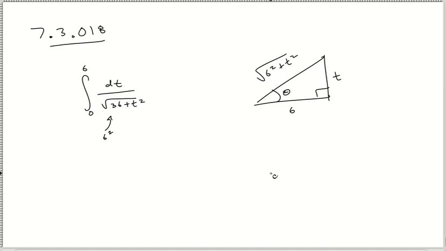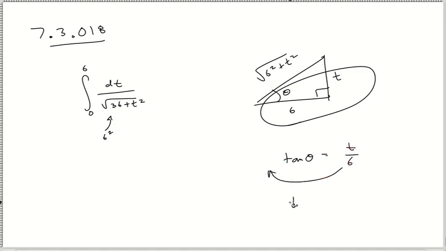I don't know what WebAssign chose. They always do their own thing. What's easy to pick? Well, these guys are pretty easy. Notice a constant term, something simple. So I got tangent of theta is equal to t over 6. I can move this over to get t is equal to 6 tangent.